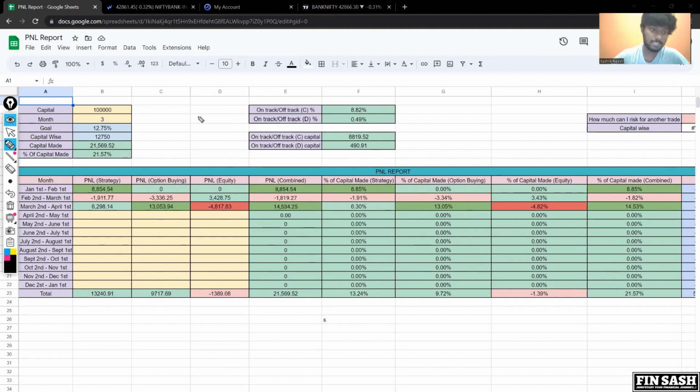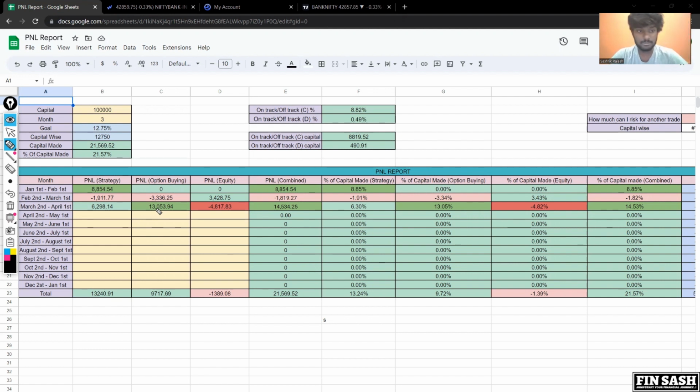But let's first consider the strategy we gave out, right? So the first month I made a profit of 8,854, like I showed you. I did zero option buying trades or equity trades. And our goal every month was to make 4-5% of our capital, and we made almost 8% of our capital in one trade. So this was pretty good, right? I was sitting already on 8% capital.